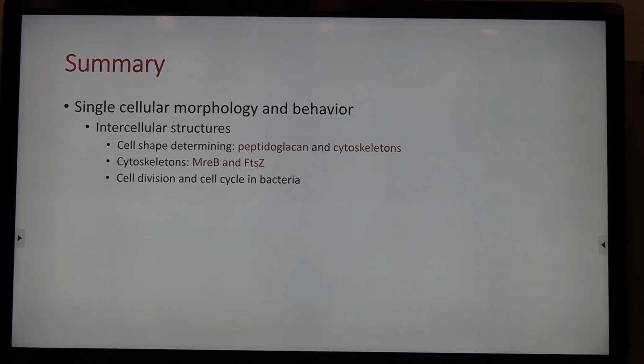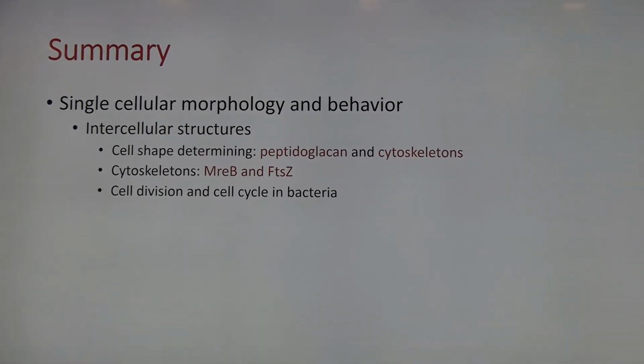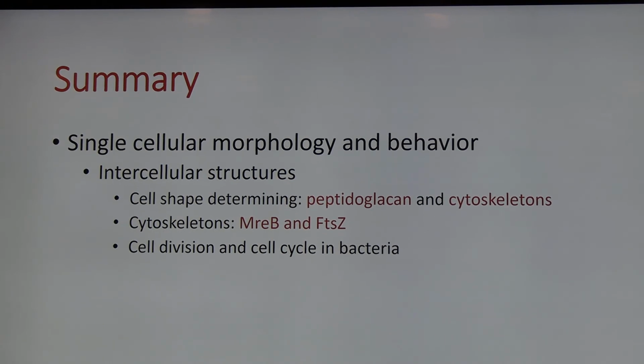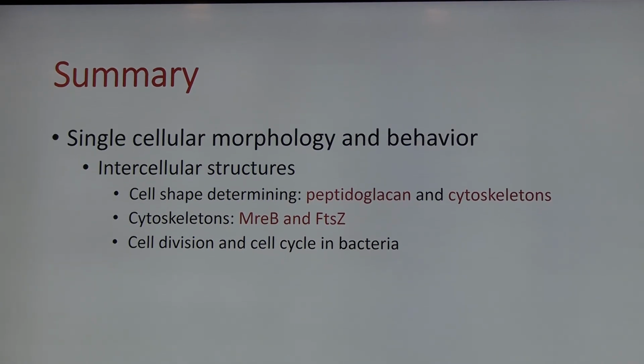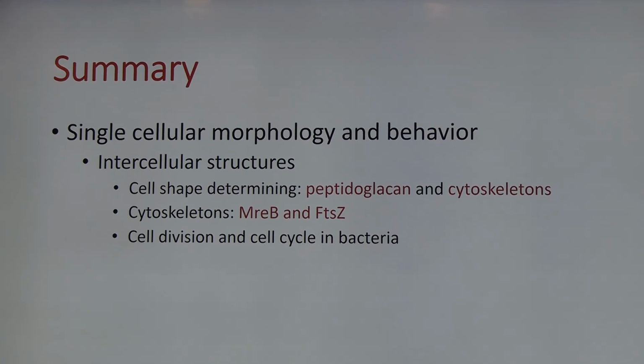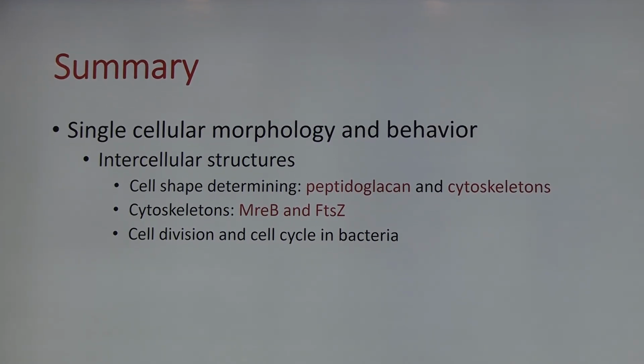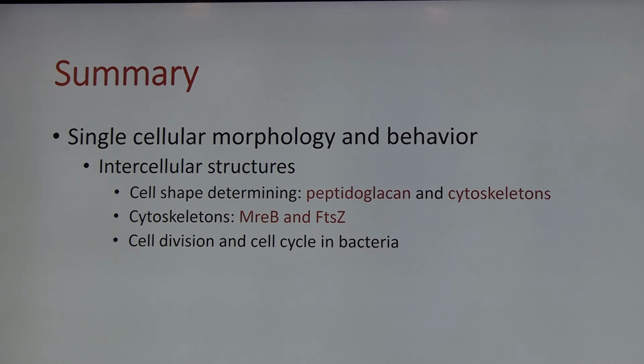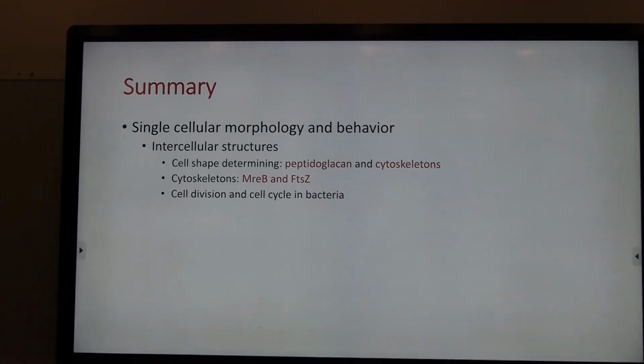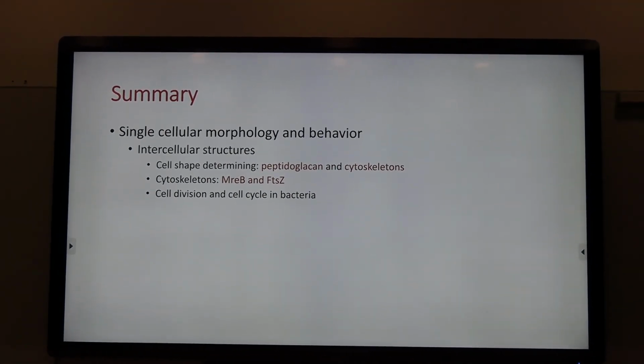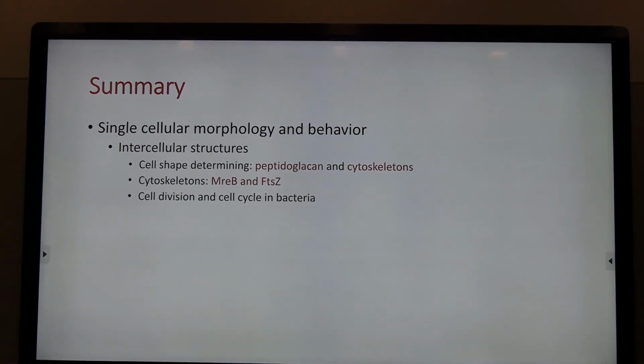So here I would like to quickly sum up the knowledge of this small section. We talked about the intracellular structures. We know that the cell shape depends on the work of two parts. The first part is peptidoglycan, and it also depends on the cytoskeletons. So we introduced a little bit on the two important proteins, MreB and FtsZ. At last, we talked about cell division and the cell cycle in bacteria.